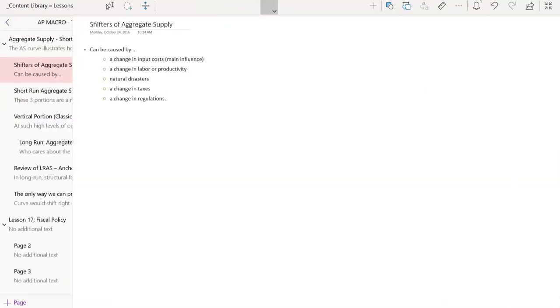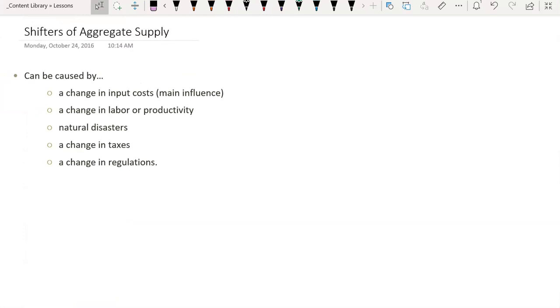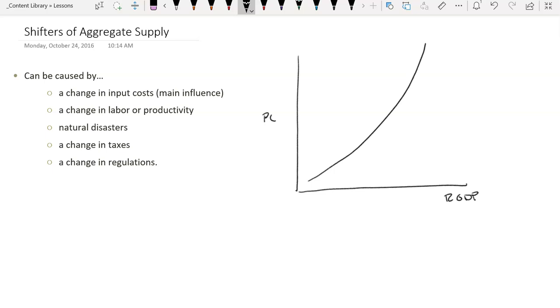So we'll start by talking about the things that shift aggregate supply. And a lot of these things that shift aggregate supply are going to be very similar to the things that shifted our micro model supply curve. Right, so we'll just draw price level, real GDP, and just for the sake of it, that's our aggregate supply curve. Now, the first thing that will shift our aggregate supply curve is the cost of inputs, right?